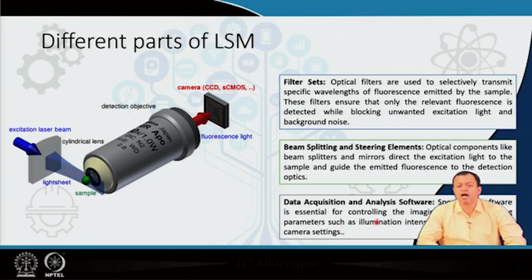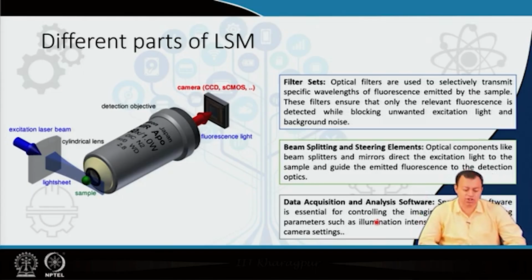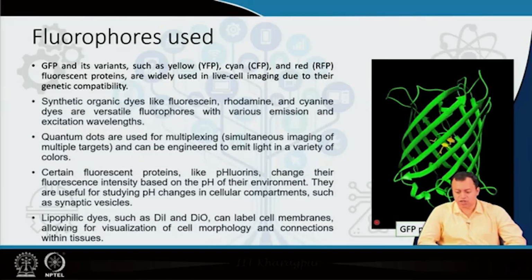This provides a very rapid analysis of samples, because instead of doing a point by point scan, you are doing a plane by plane scan, and immediately getting slice by slice a 3D fluorescence image of the sample that you are trying to go through.